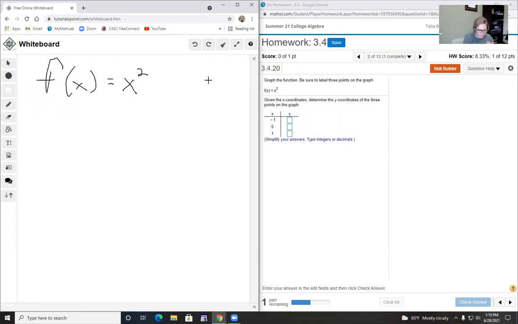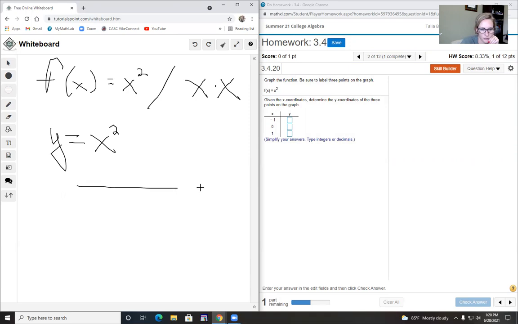Remember on this one, when we have x squared, that means there's 2 x's. So this is also x times x. My sound effects on this video are going to be crazy because I'm learning how to do this. So this would be the same as y equals x squared.